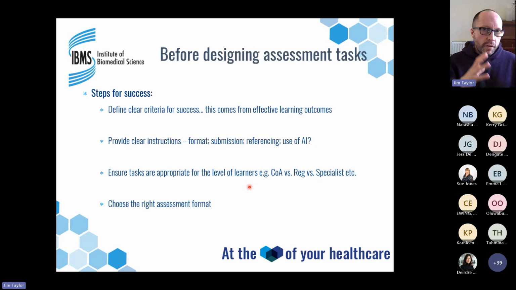Okay, so we've had a quick look there at what an assessment should be. It should be valid, reliable, fair, and it should be impactful. To make sure that that translates into the right question, into a successful assessment, it's really important that you follow some key steps. First of all, define what the criteria for success need to be. And as we'll see in a second, it comes from effective learning outcomes.